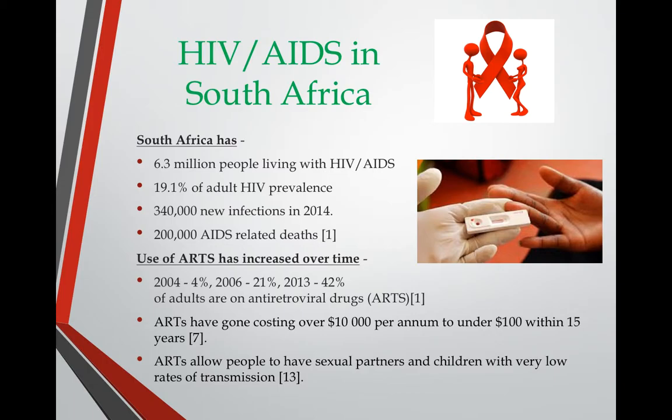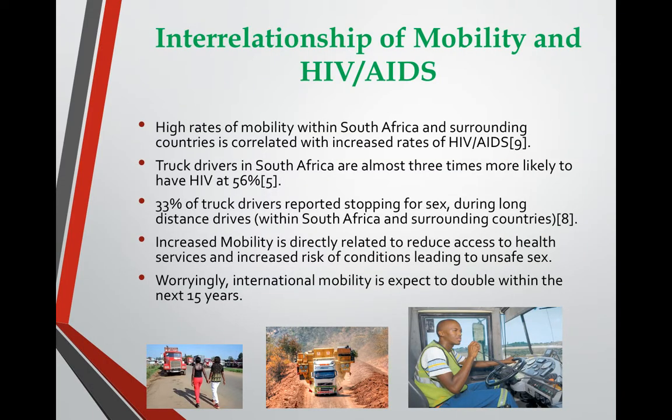As discussed earlier, we see a strong correlation between high rates of HIV and mobility. And a key example is South Africa's truck drivers, who are almost 3 times more likely to have HIV at 56% compared to the rest of the population at 19%.